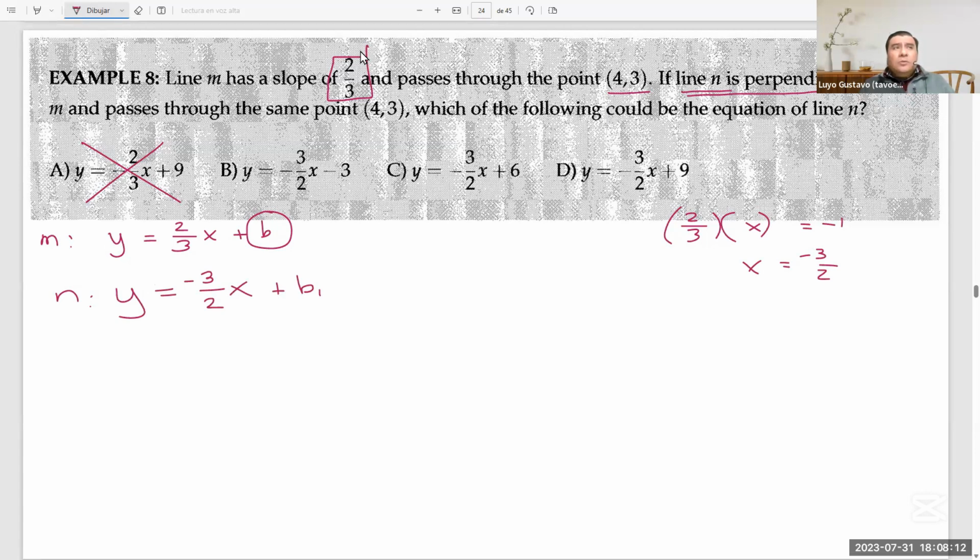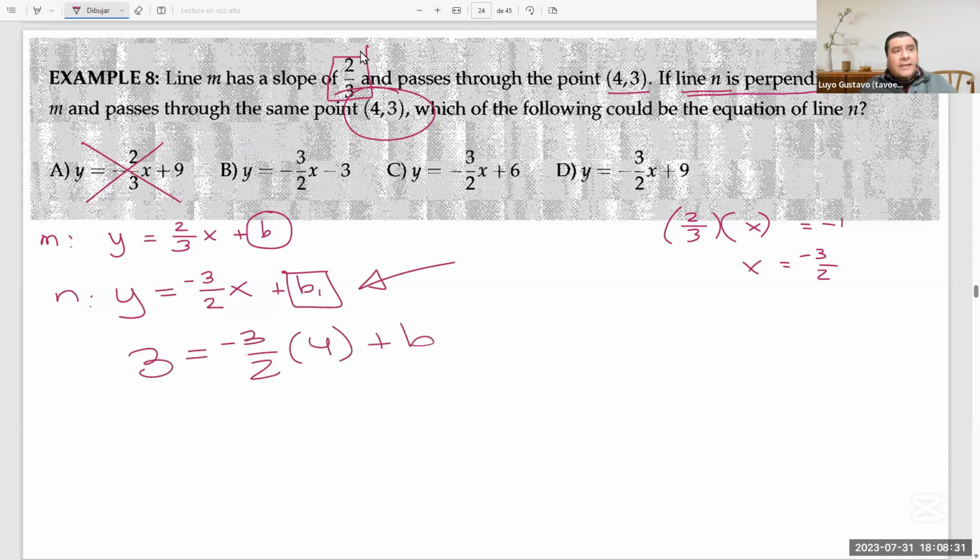How do we know this value? Because with this value, we determine the full equation. Okay, since the line N passes through the same point, that means this point satisfies this equation, makes it true. So 3 must equal -3/2 times 4 plus B1.